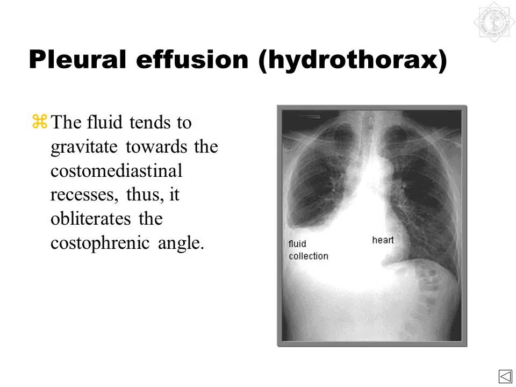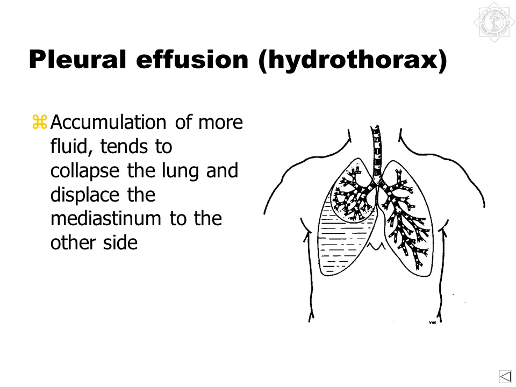This X-ray figure shows the fluid, gravitating toward the costomediastinal recess, obliterating the costophrenic angle. Pleural effusion is the accumulation of more fluid than expected, and it tends to collapse the lung and prevent its expansion.